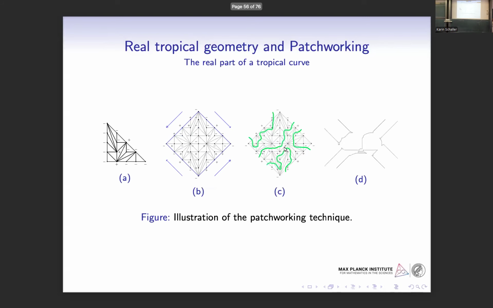And now the patchworking technique developed by Viro, it's not on the slide, but it should be, tells you the following. So if you have your combinatorial type or your quartic curve with a sign pattern, what you do is you take 3 more copies of it, like this, and you adjust the signs in the following way. Whenever you have an odd distance to the spine, which should make this black, okay? Then you swap the sign.